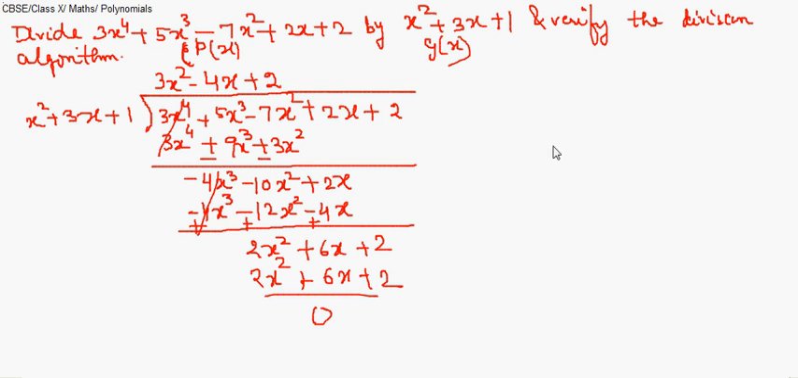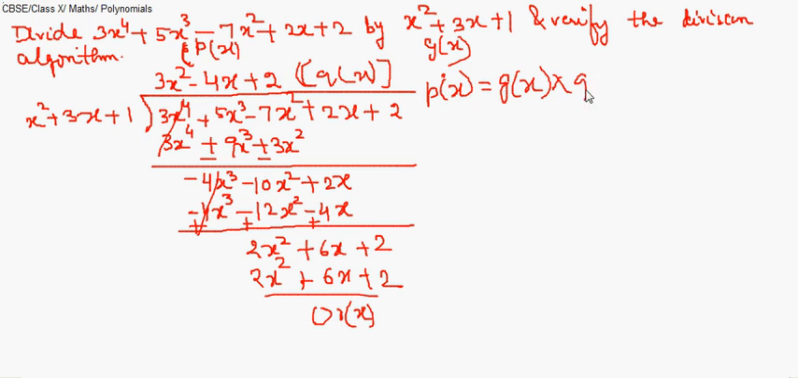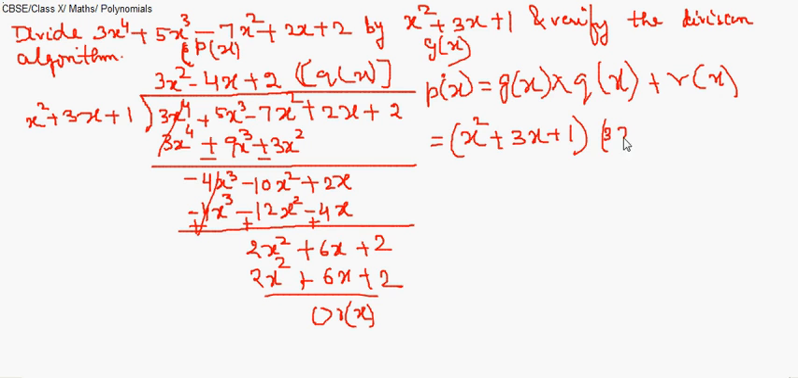Now your px is the one given in the question. I have written gx to be this. This becomes your qx. And the remainder rx is 0. So to verify, we'll see if px is equal to gx into qx plus rx. Rx is 0, so we have to check only qx and gx. Gx was x to the power 2 plus 3x plus 1, and qx is 3x to the power 2 minus 4x plus 2.